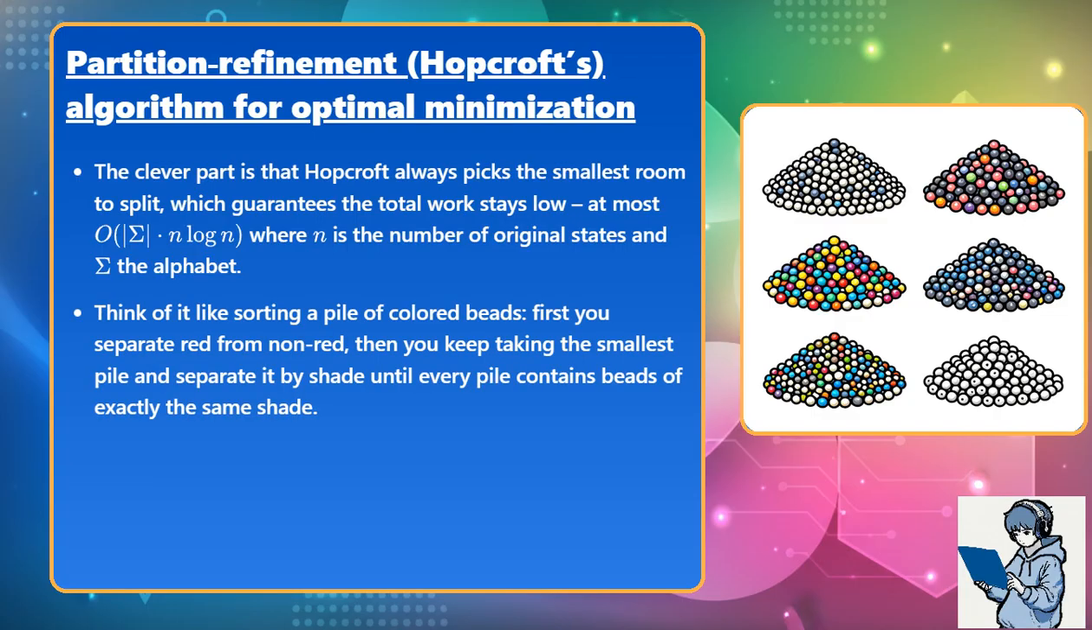Think of it like sorting a pile of colored beads. First you separate red from non-red, then you keep taking the smallest pile and separate it by shade until every pile contains beads of exactly the same shade. The algorithm finishes when no more splitting is possible.